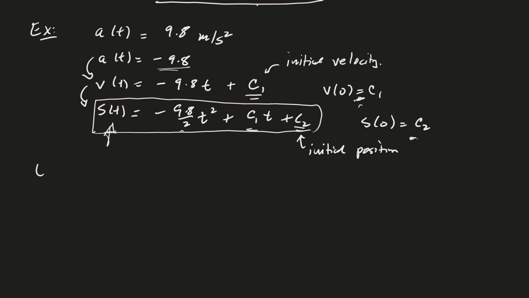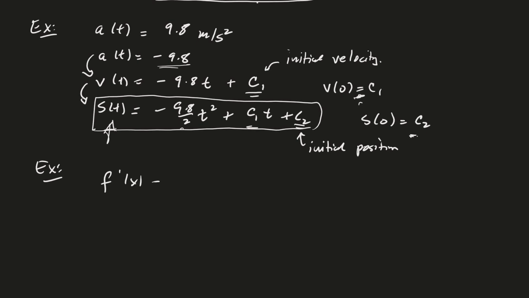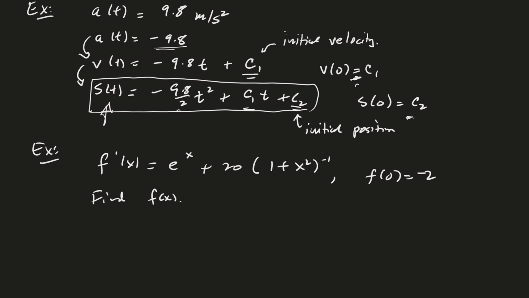Good. All right, let's do something a little bit more concrete here without a lot of arrows. Suppose that f prime of x, we'll just do the first derivative, is e to the x plus 20 times 1 plus x squared to the minus 1 power, and I know that f of 0 equals minus 2. I want to find f of x. How am I going to do that?